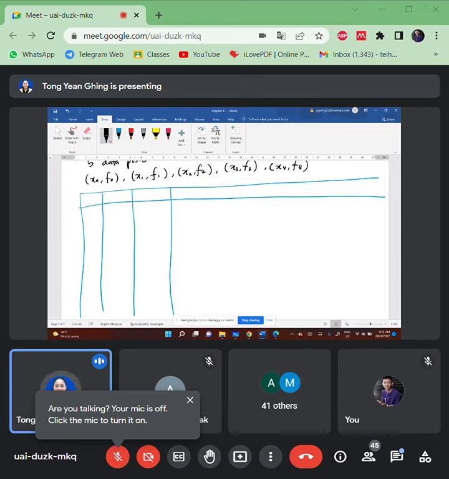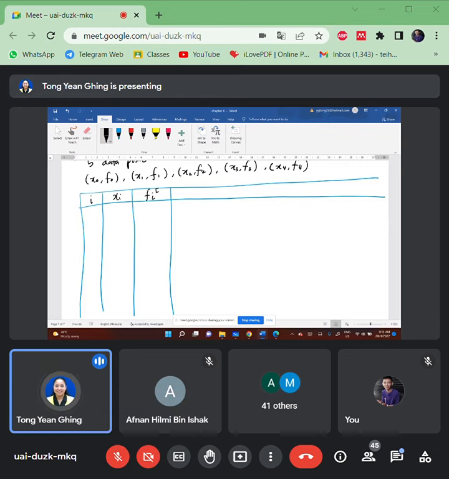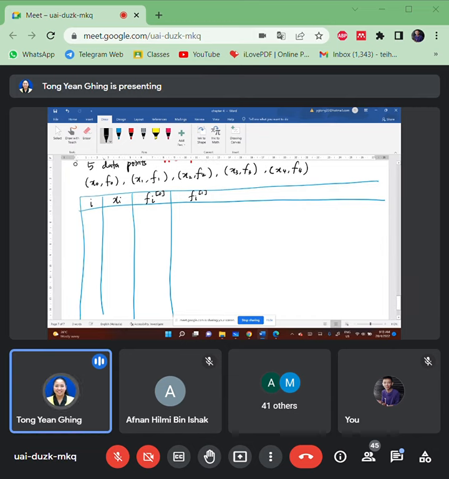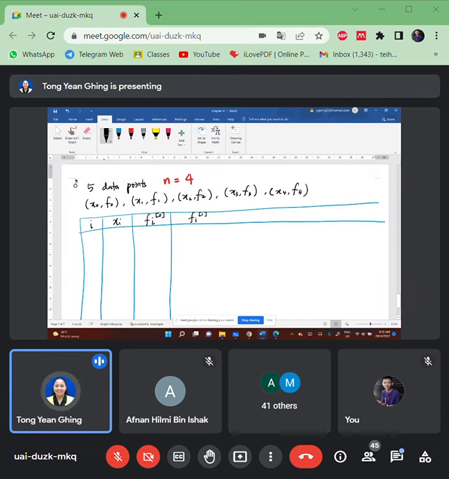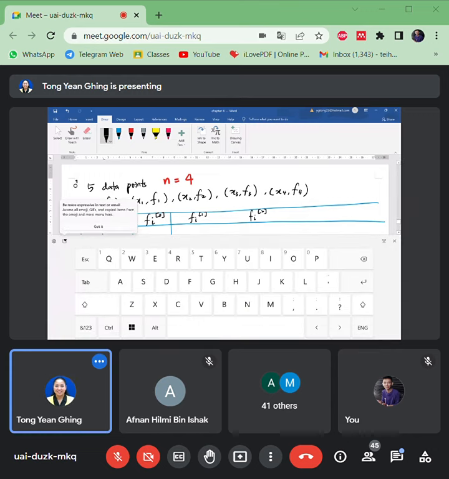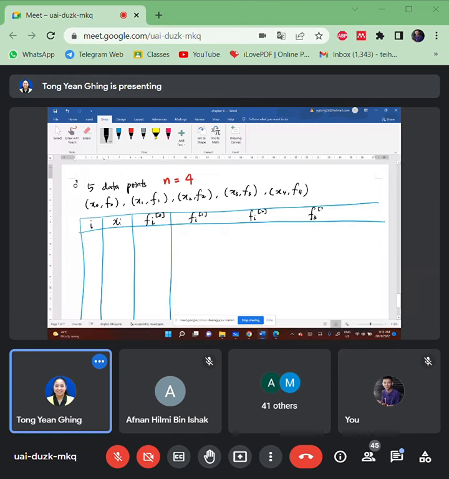Okay, so I start with i, xi, fi,0 divided difference. And then continue with fi,1 divided difference, because now we need to have until 4, right? And then continue with this one, fi,2. Tak tahu cukup ruang ke tak ni. And then fi,3, and then lastly fi,4. We have to do until 4. So start with this one. Just now you look at here, we have x0, x1, x2, x3, x4 kan.